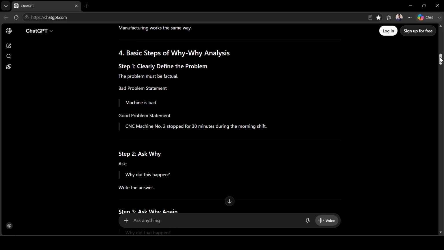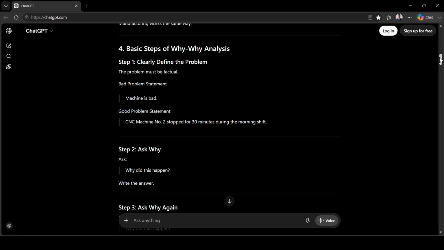Then the basic steps of why analysis. Step 1. Clearly define the problem. The problem must be factual. Bad problem statement: machine is bad. Good problem statement: CNC machine number 2 stopped for 30 minutes during the morning shift.